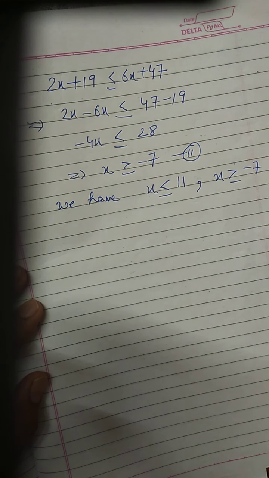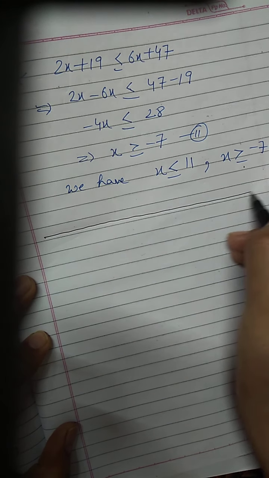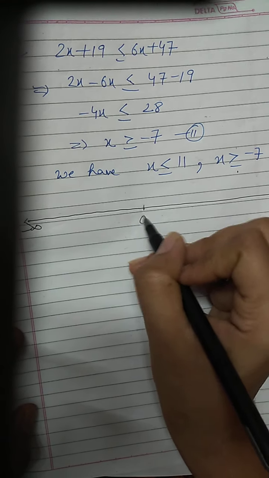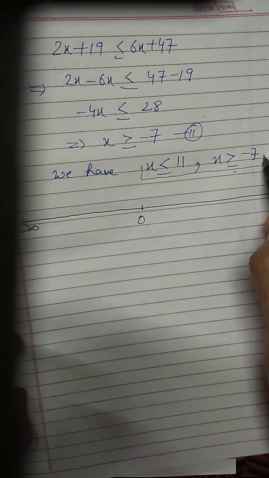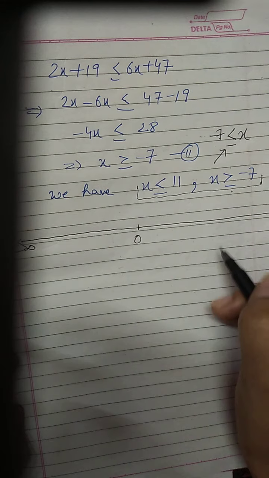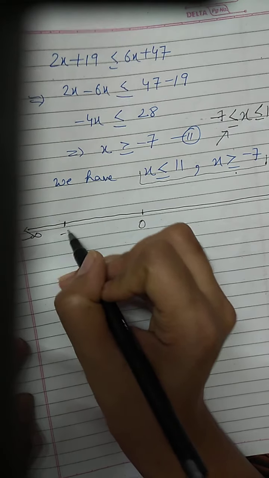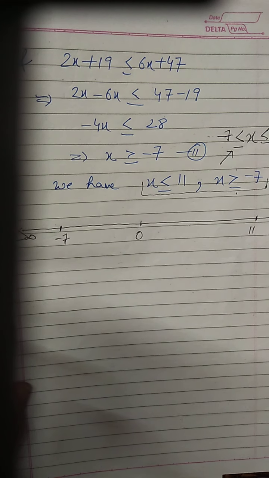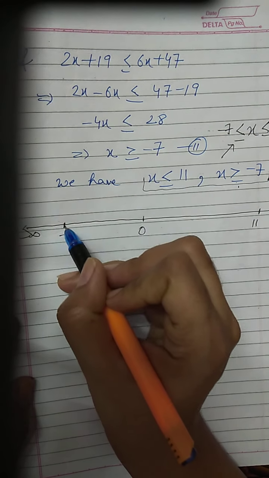So again we will represent the solution on the real number line. So here we will take our real number line from minus infinity to infinity. Let us mark the point 0. If I combine this result like that, so x is all greater than or equal to minus 7 and it is less than or equal to 11. So if I just mark here, that's minus 7 somewhere lying here and plus 11 somewhere if I mark here, and I can say the graphical representation of the solution will be this.